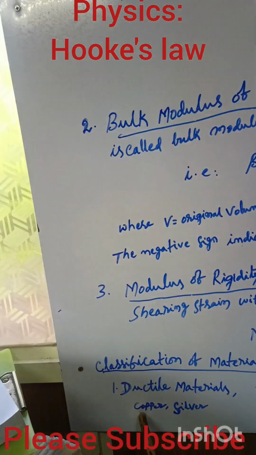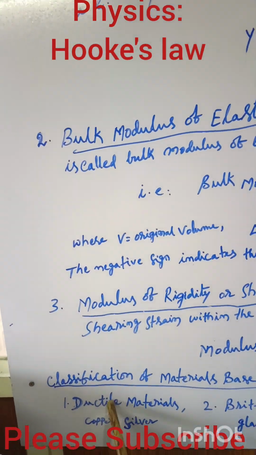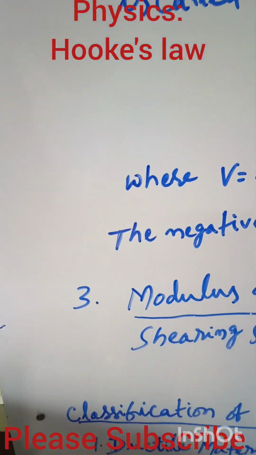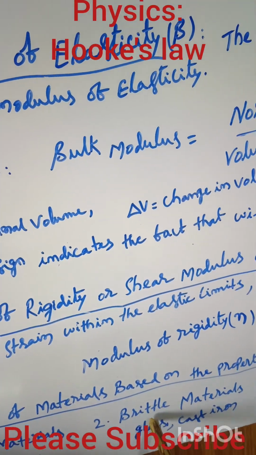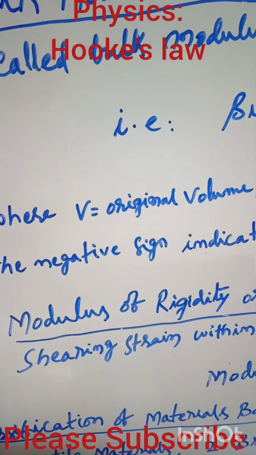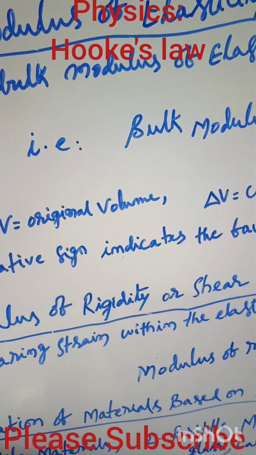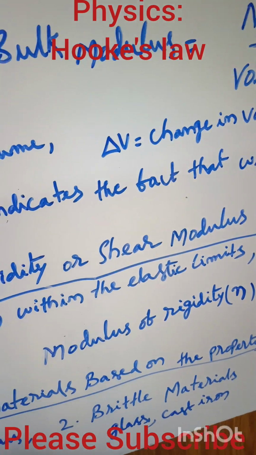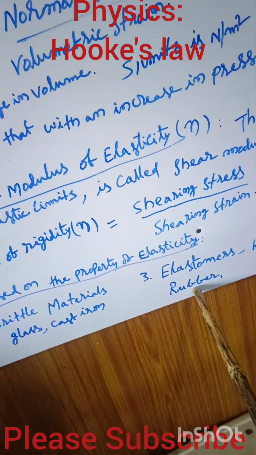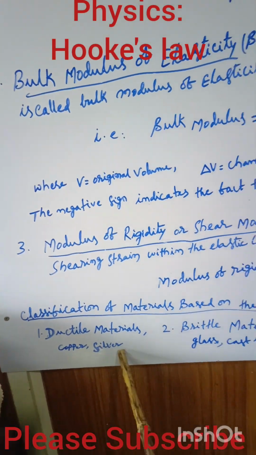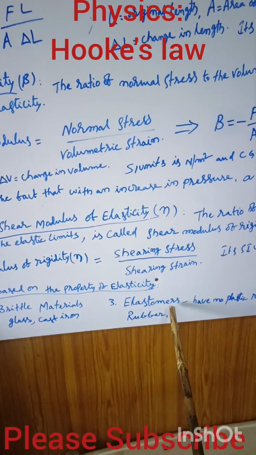Ductile materials are like copper and silver. They have a large plastic range beyond the elastic limit. Brittle materials show a small range of elastic limit, and elastomers have large strain beyond the elastic limits. They are rubbers, for example. So ductile materials: copper and silver; brittle materials: glass and cast iron; elastomers: rubbers.